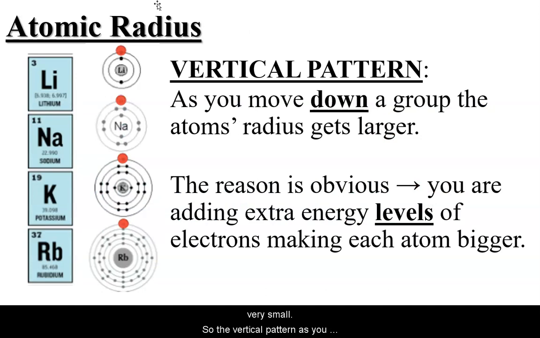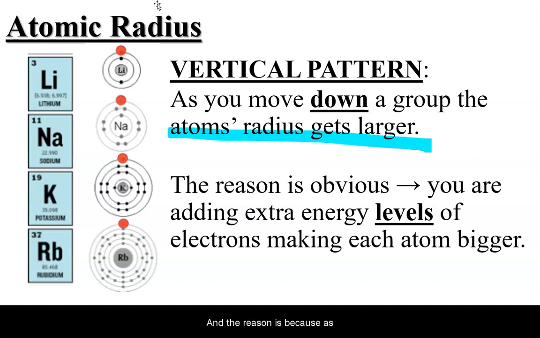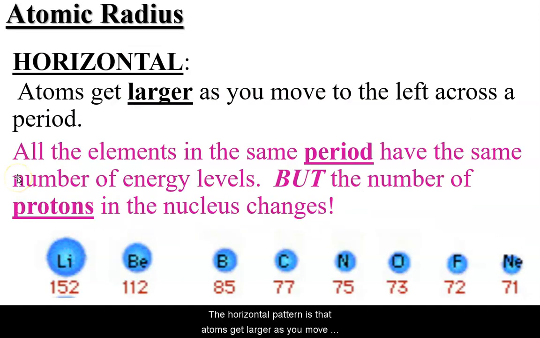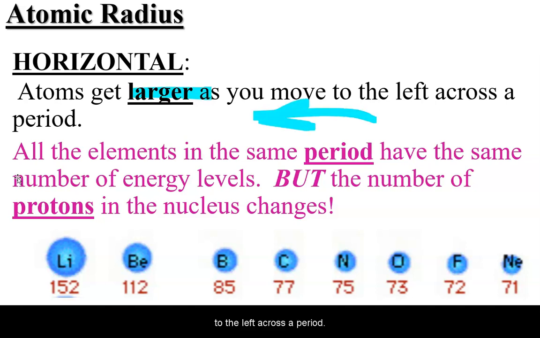So the vertical pattern, as you move down the group, the atom's radius gets larger. And the reason is because you are adding extra energy levels of electrons, therefore making the atom bigger. The horizontal pattern is that atoms get larger as you move to the left across a period. All the elements in the same period have the same number of energy levels, but the number of protons in the nucleus changes.